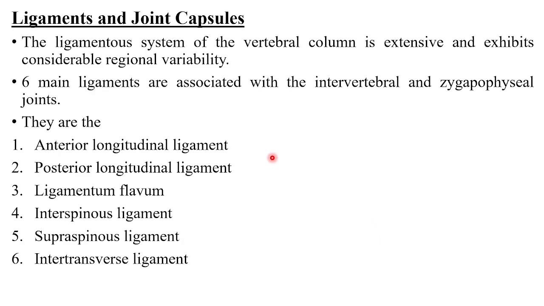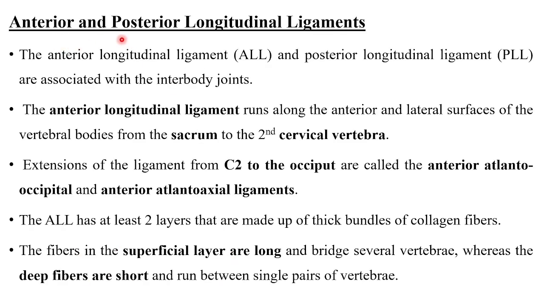Next, coming to the ligaments and joint capsules of the vertebral column. The ligament system of the vertebral column is extensive and exhibits considerable regional variability. The six main ligaments associated with the intervertebral and zygapophyseal joints include the anterior longitudinal ligament, posterior longitudinal ligament, ligamentum flavum, interspinous ligament, supraspinous ligament, and intertransverse ligament. First is the anterior and posterior longitudinal ligament, which are associated with the interbody joints.